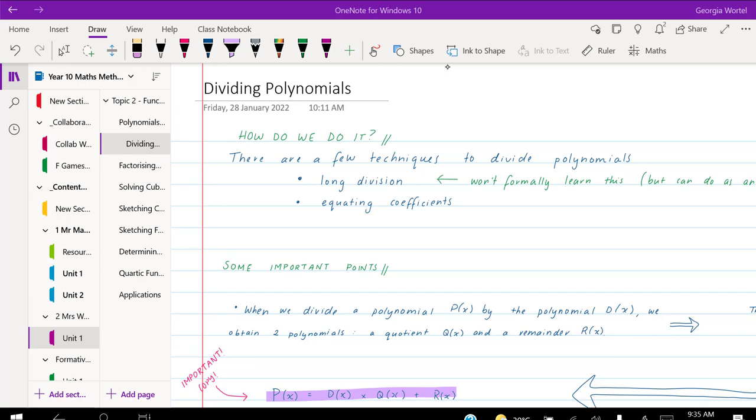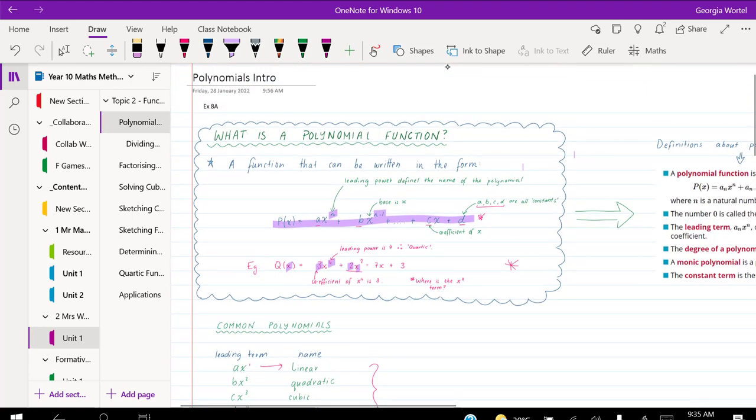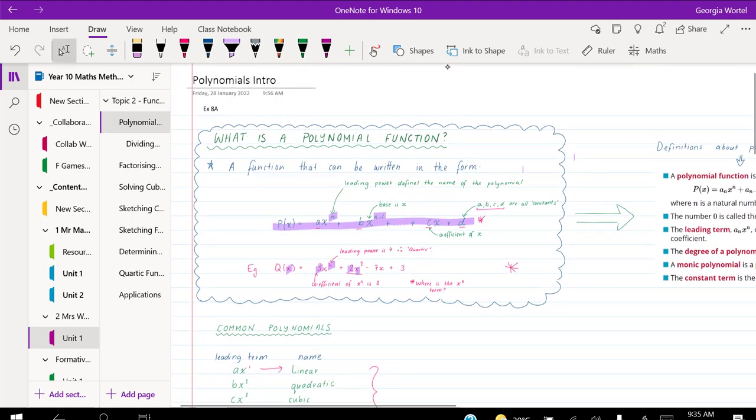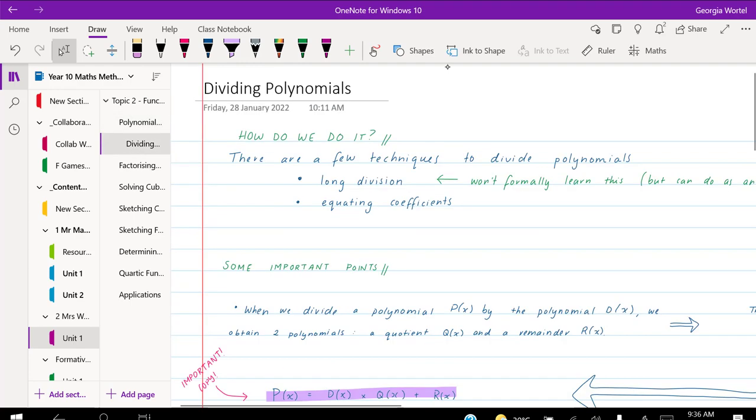Okay, welcome to our lesson on dividing polynomials. So last lesson we had a look at an introduction to polynomials, what they are, and some really simple things we can do with them. So we had a look at adding, subtracting, and multiplying, and we spoke about the idea of dividing them, but we didn't quite get to that last lesson, so that's what we're going to do today. We're going to have a look at dividing polynomials.